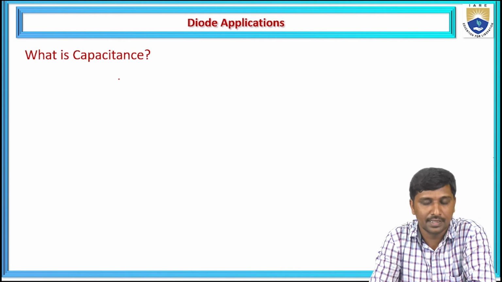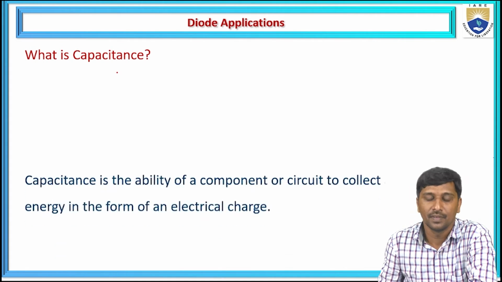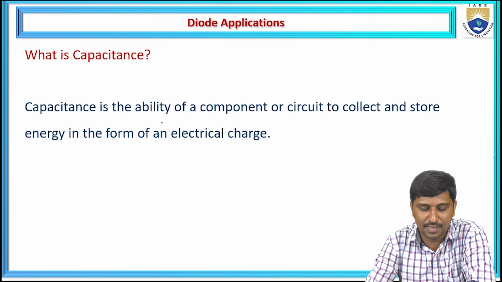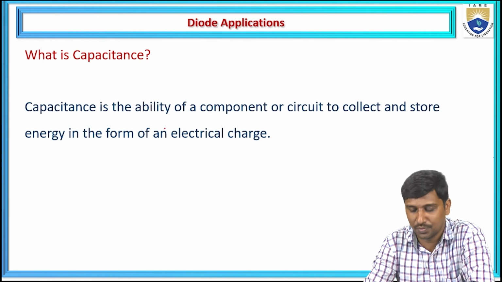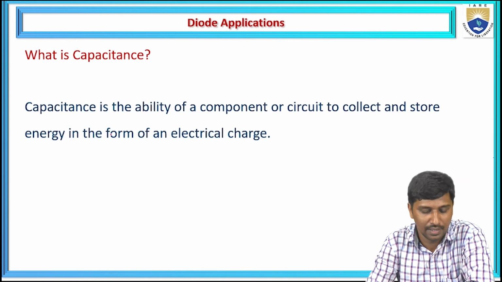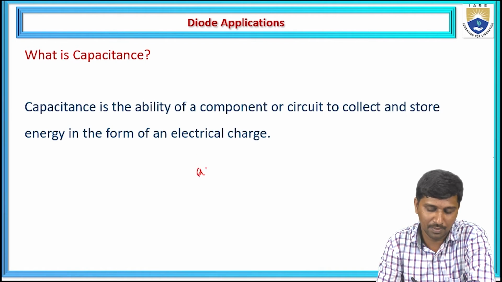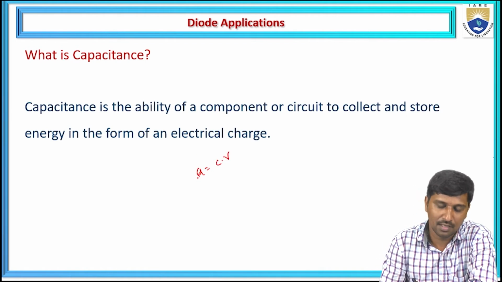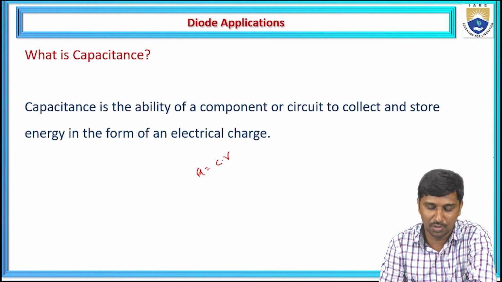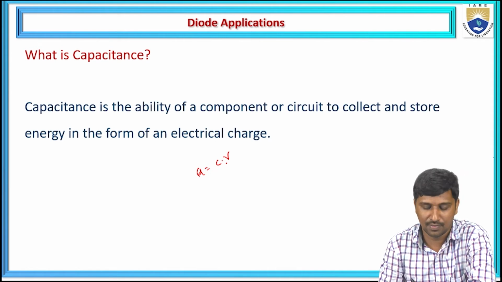Now we'll see what is capacitance. Generally we know that capacitance is the ability of a component or circuit to collect and store energy in the form of electrical charge. The charge is represented as Q, which is C into V, meaning how much charge will be stored across the capacitance with the applied electric voltage.